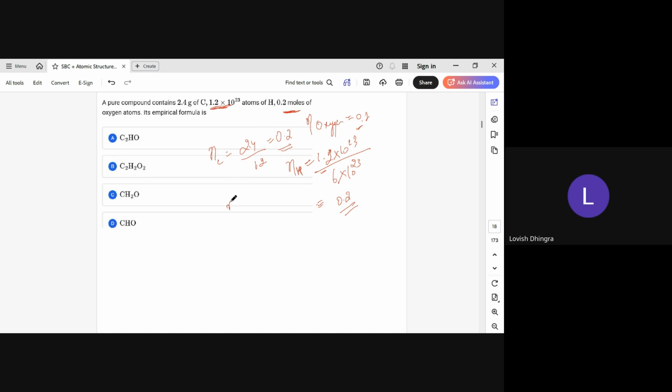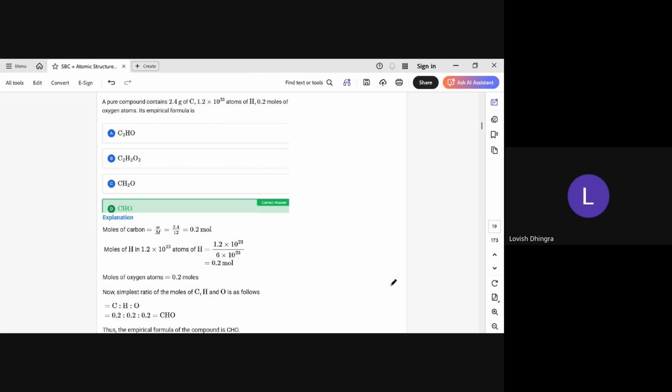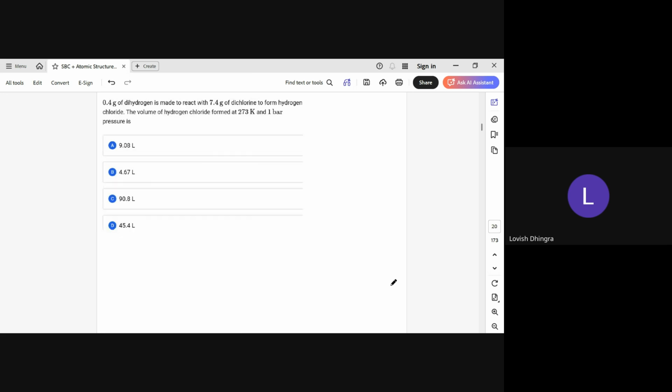So the number of moles of carbon is to hydrogen is to oxygen. It will be 0.2 is to 0.2 is to 0.2. That is nothing, just 1 is to 1 is to 1. So it will be CHO. So the most appropriate answer will be option D. Okay. Next, try this one.